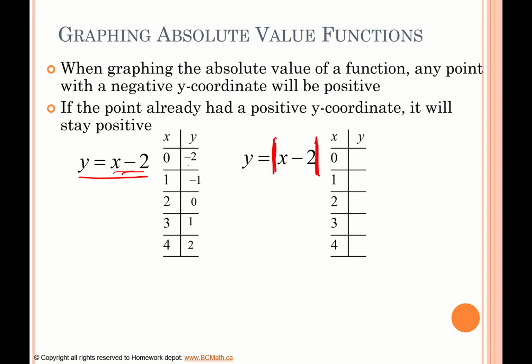So when x is 0, y is negative 2; when x is 1, y is negative 1; when x is 2, y is 0. These are all the values in this table of values, from this equation. And then what you notice with the other one is, you see how this is negative 2?